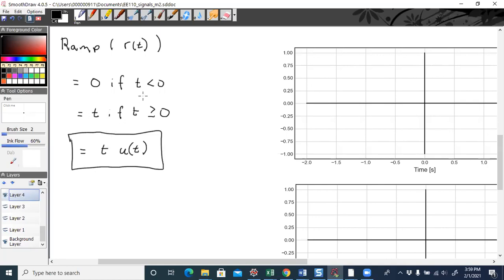So here's the basic ramp function, just RT, and we can scale and delay it as well. All right. And normally it would just be T, but when we multiply it by UT, we actually get the ramp function. So what do I mean by that?